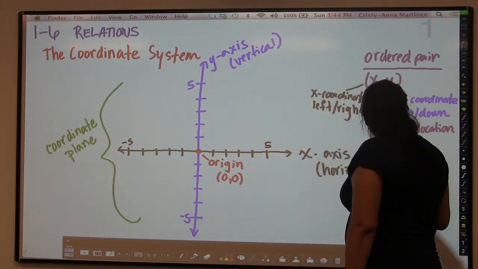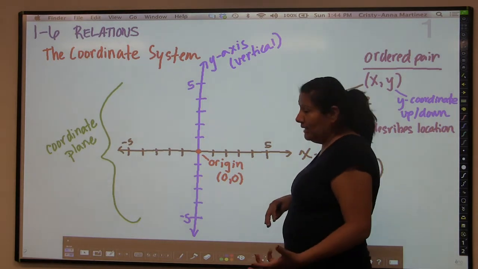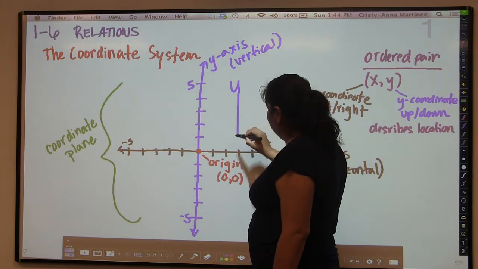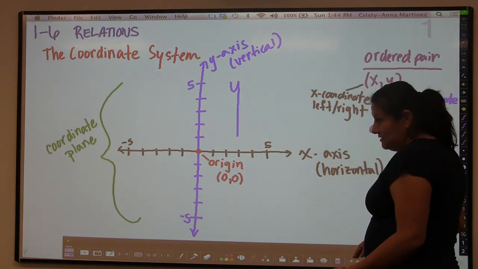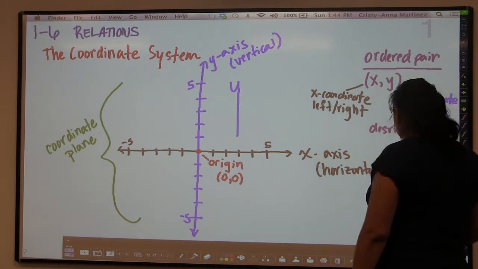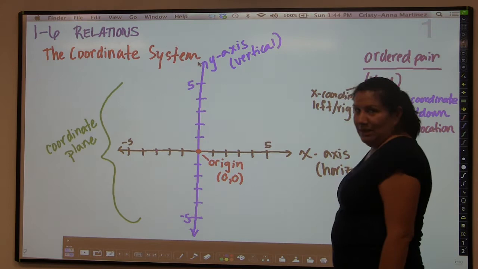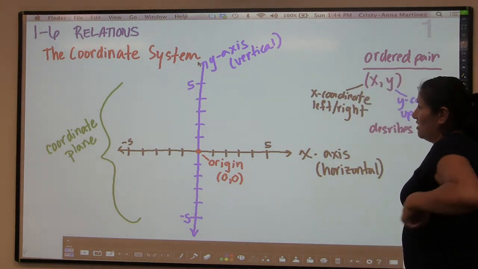A lot of times you can confuse which is the x and which is the y, so it's easiest to imagine the y-axis with a long tail, and once you identify the y-axis, then obviously the other would be the x-axis. You don't have to remember it that way, but it's just a way that you might be able to remember it. So what do we use the coordinate plane for?